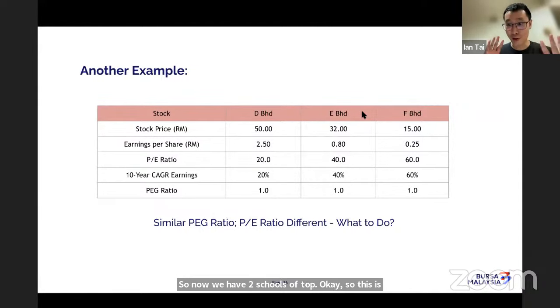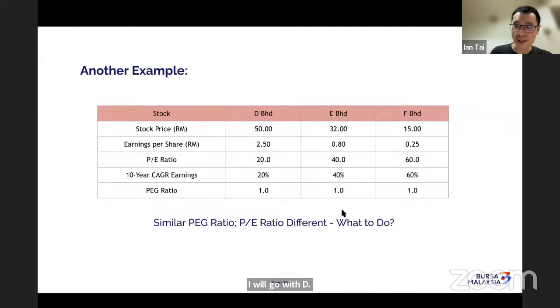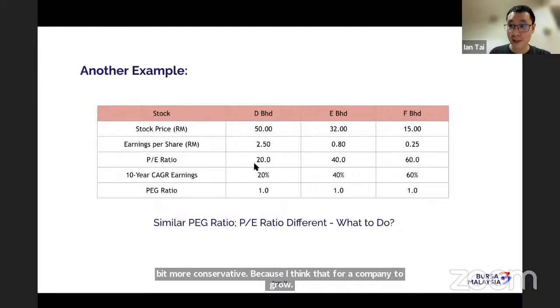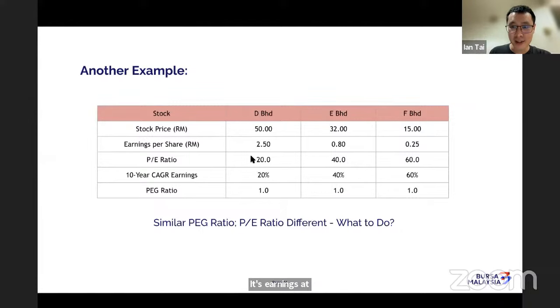Not right or wrong. It's all a matter of preferences lah. Okay. So personally for me, I will go with D. Why? Because my personality is a little bit more conservative. Because I think that for a company to grow its earnings at a rate of 20% consistently year after year is already quite remarkable lah. All right. This is actually more achievable than 40% and 60%.